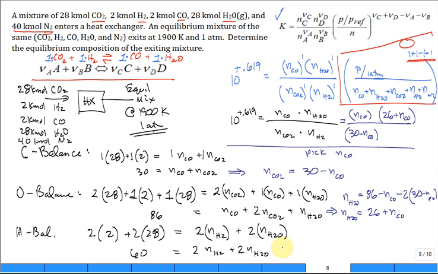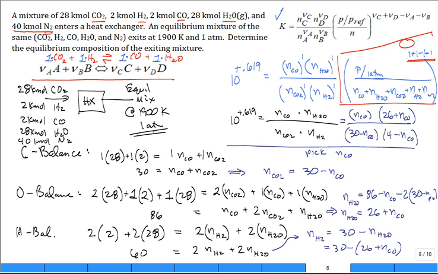Now, guess what you do for this equation? Same thing. All right, I need to solve for the number of H2. Is that going to be 30 minus the number H2O? Thumbs up if you agree. So that's equal to 30 minus (26 plus NCO). True? Which is 4 minus NCO. So now I have reduced it to one equation.